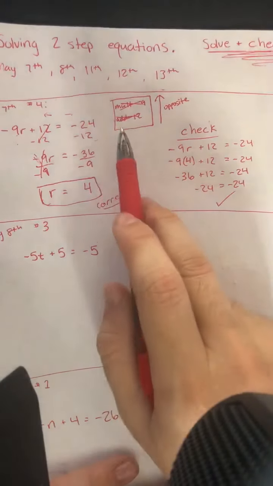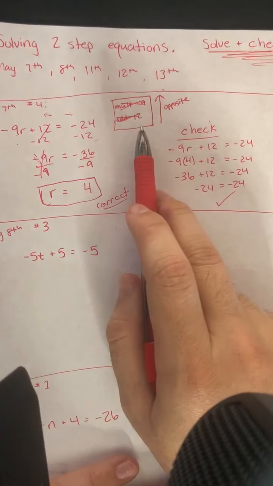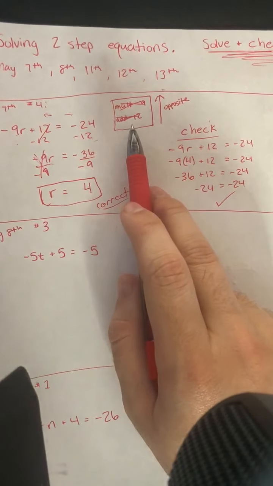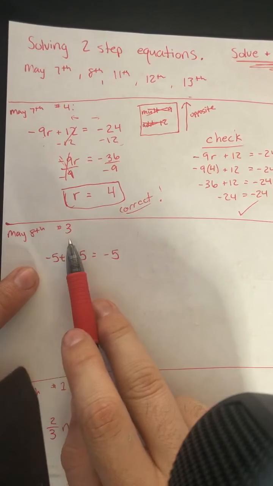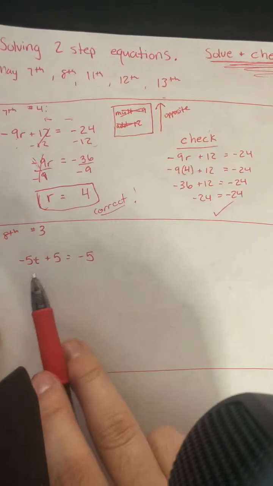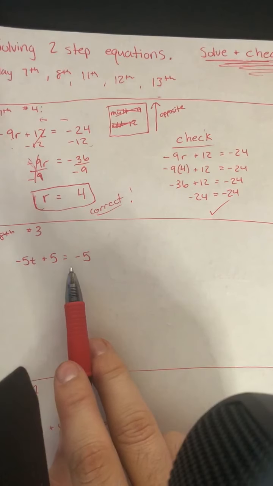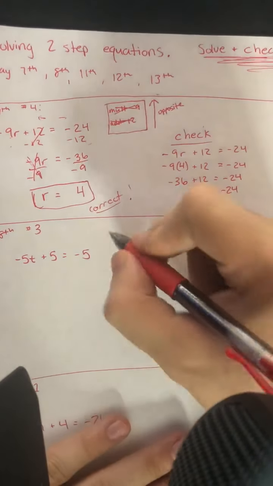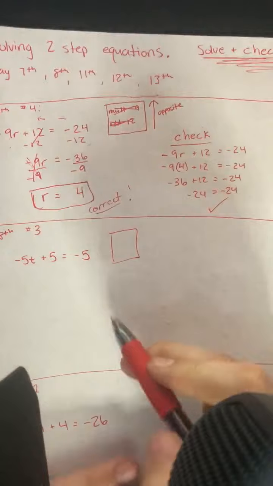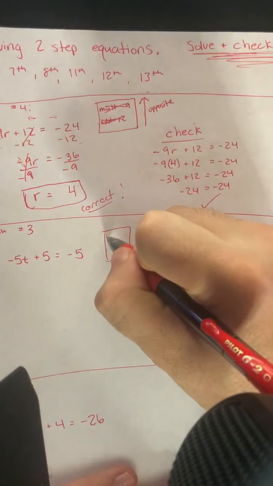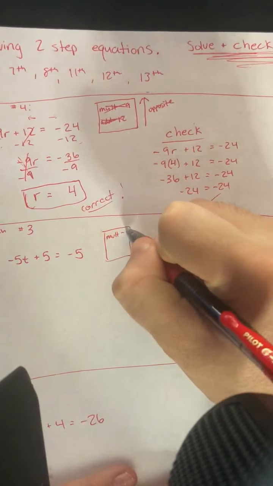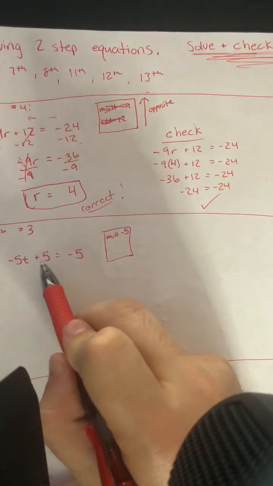So this list that we made up here always works. So let's try to use this list again in solving our problem that could be found in the packet, page May 8th, question number 3. That would say negative 5t plus 5 equals negative 5. I'm going to make my list. What's the first thing happening to my t? It's being multiplied by a negative 5. So I'm going to write multiply negative 5. Then we're adding 5.